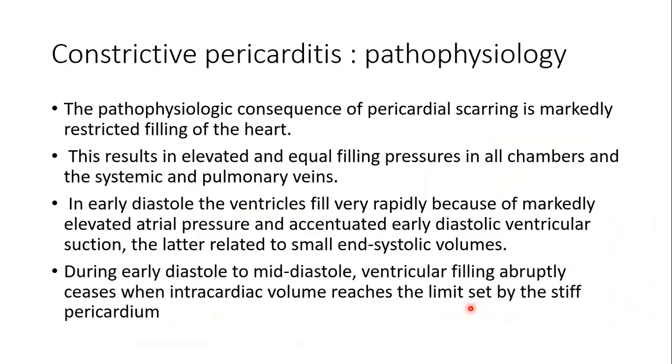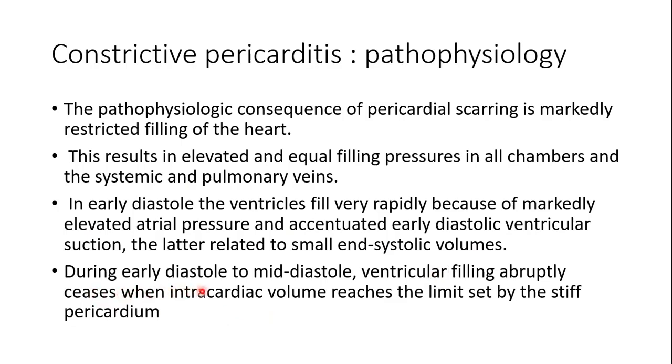Okay. So just to maybe explain a little more, the pathophysiology. The pathophysiologic consequence of the pericardial scarring is markedly restricted filling of the heart, which I tried to explain. Another important thing is that there's equilibration of the pressure in the right ventricle and the pressure in the left ventricle. So due to restricted filling, this results in elevated and equal filling pressure in all chambers and in the systemic and venous veins. So in early diastole, the ventricle fills very rapidly because of markedly elevated atrial pressure and accentuated early diastolic ventricular suction, and then the later filling is related to the small end diastolic volume. I was trying to explain that earlier on.